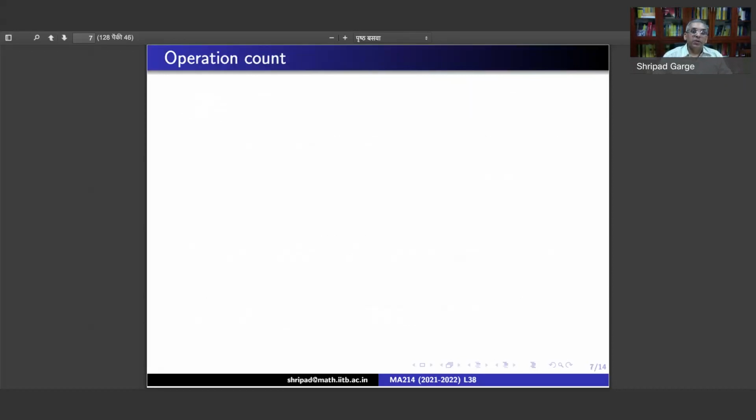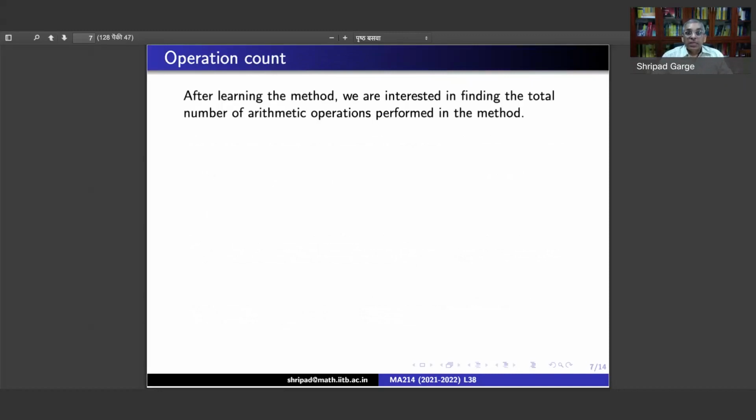Now, what we want to do is to count the number of operations. So after learning this method, we are interested in finding the total number of arithmetic operations which are performed in the method. This is what we will do when we are dealing with matrix operations, matrix related methods: we would want to compute the total number of operations.